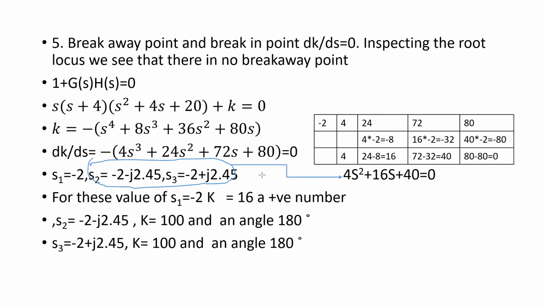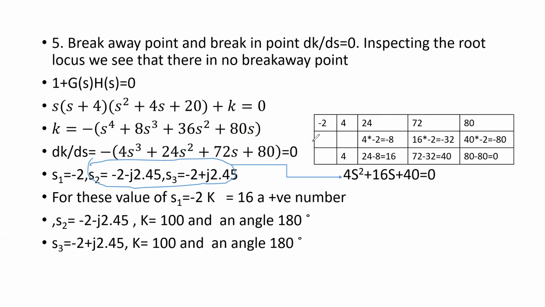And suppose we don't know how to calculate this. First, you can find the simple solution. Minus 2, when you substitute, it has to give 0. So now take minus 2, write 4 here, 24 here, then 72 here, and 80 here. Then the first solution, whatever you have got, minus 2.